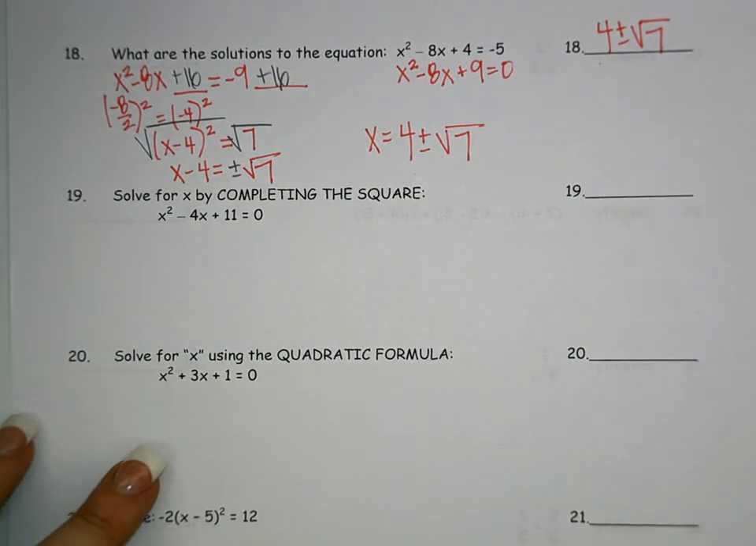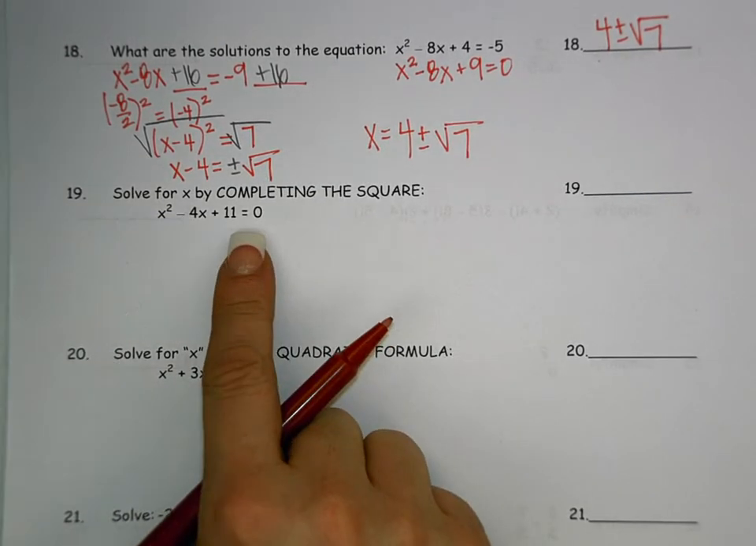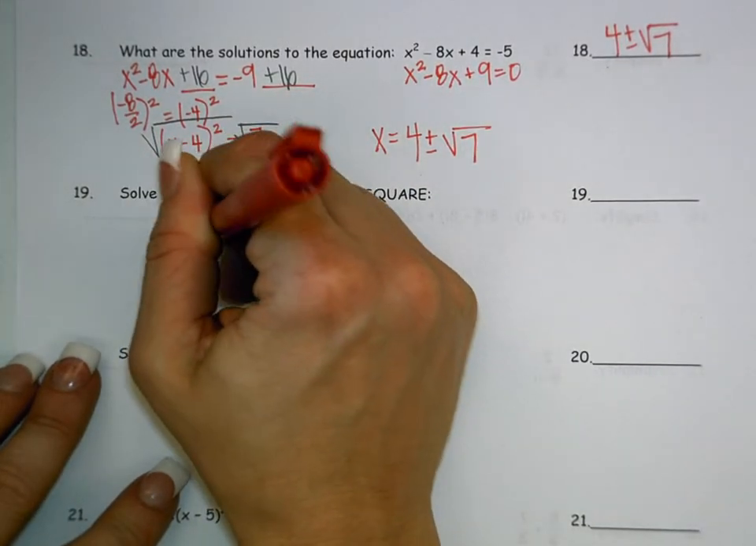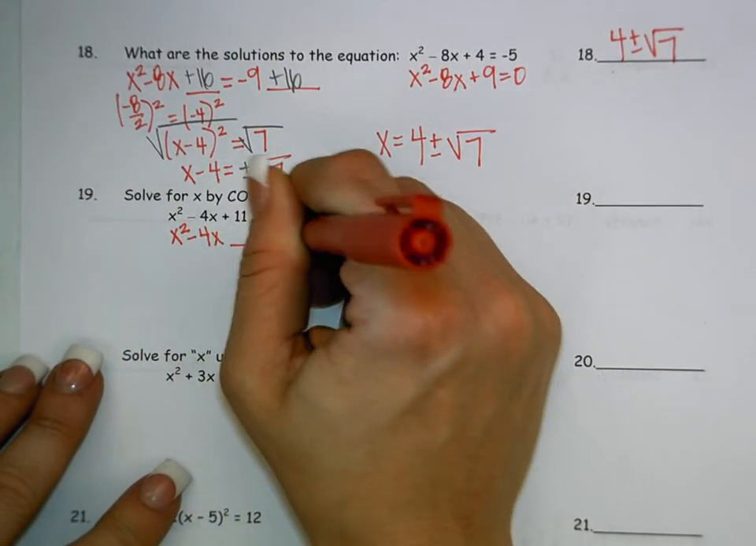Now, there are 2 problems on your test that specifically tell you how you need to solve. Okay, this is one of them. Solve by completing the square. So first you have to create the space. So x squared minus 4x, leave your space, equals negative 11.